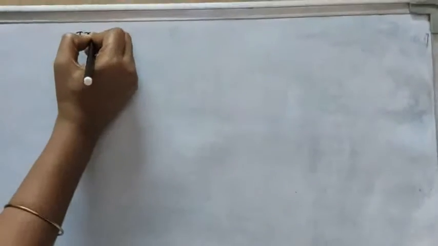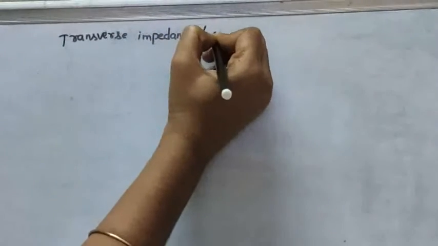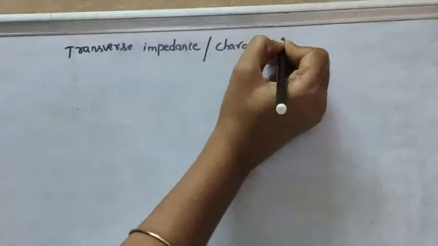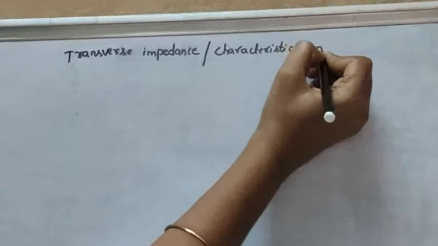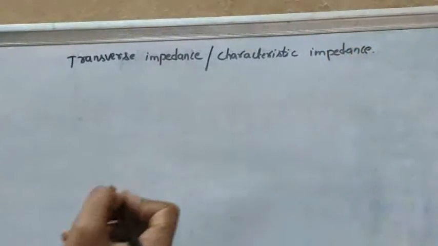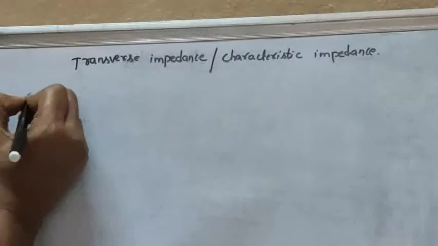So today we are going to learn about transverse impedance, or sometimes it is also called characteristic impedance. To explain this concept, we are considering a string of infinite length.